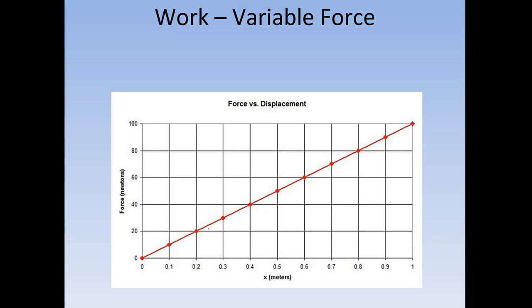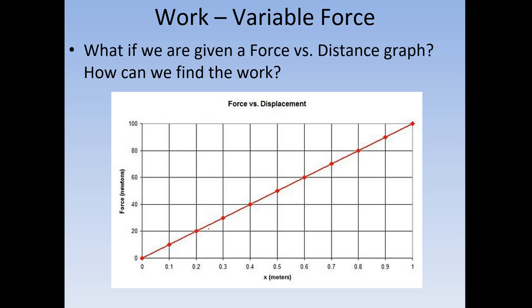All right, this is the last thing that I need to talk about with work. And it's essentially, what do we do when we have a force versus distance graph? So if we have force that changes over time, now you might be inclined to say that I could just do work equals force times distance. So if I have 100, if we're doing the entire 1 meter, you might think that the work is going to be 100 newtons times 1 meter, which gets us 100 joules.